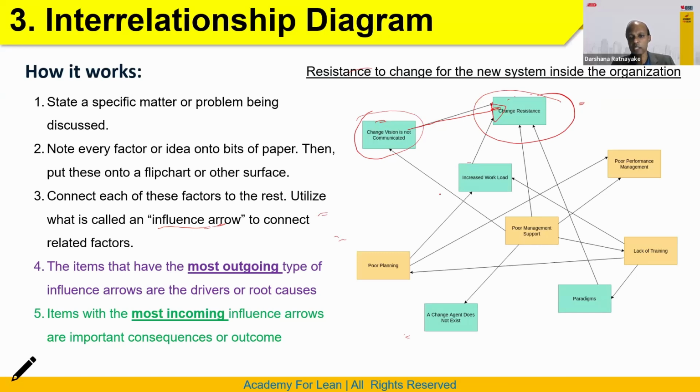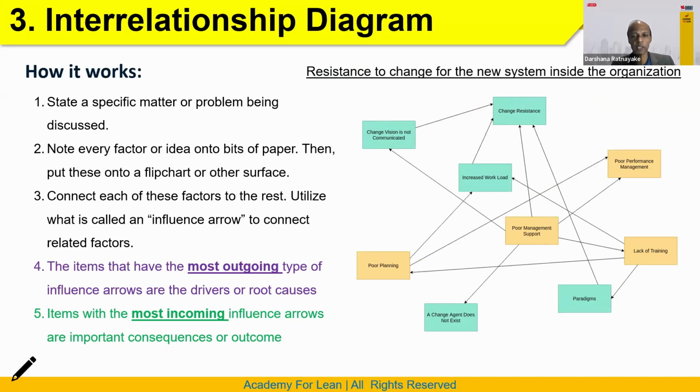Okay. Another person says increased workload. Because of increased workload, people don't like to change. Therefore, that can be an effect. Likewise, here is poor planning. Because of poor planning, that can be a cause for increased workload, and it can be a cause for poor performance management too. Likewise, based on this idea, we connect each and every idea to another based on the relationship.